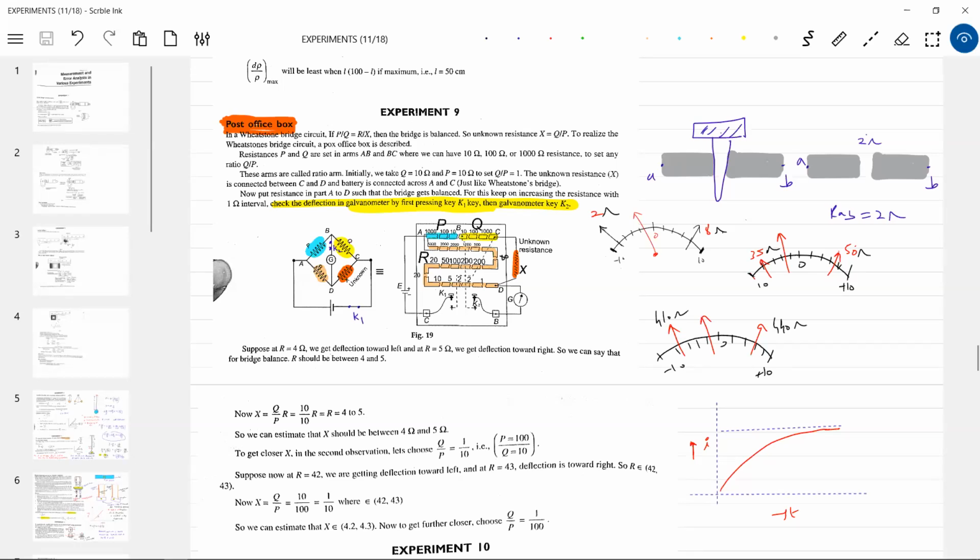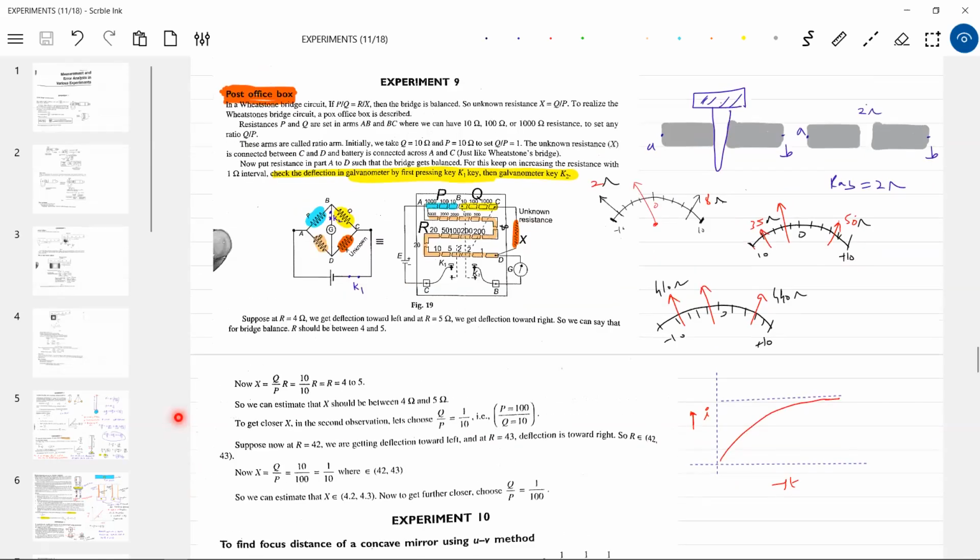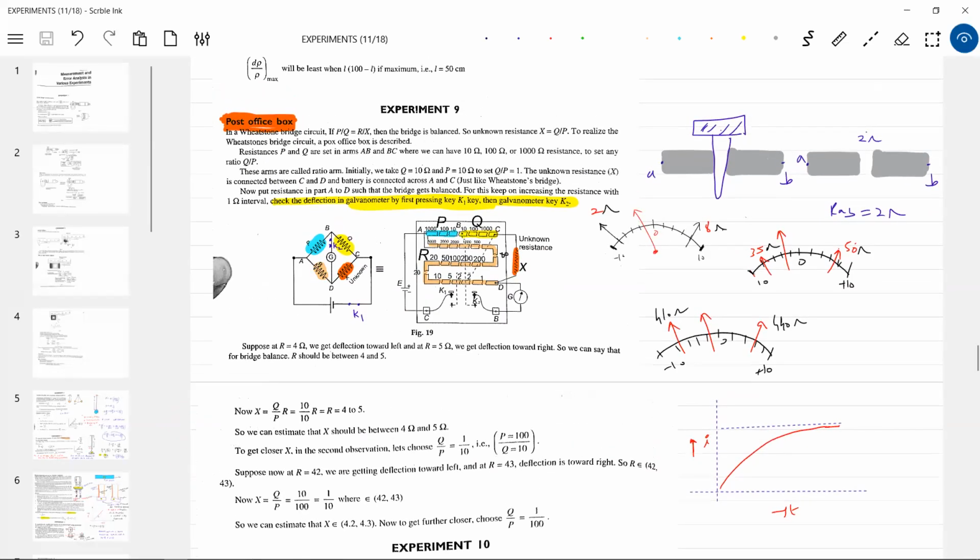Okay, agree, this one. Any doubts in the post office box? You can clarify. Completed, no problem.